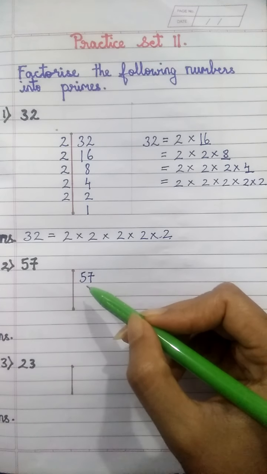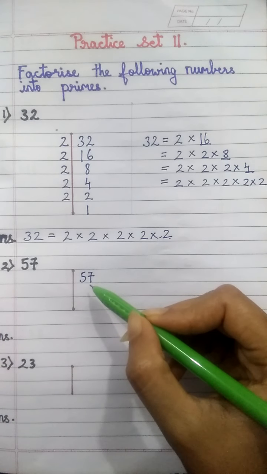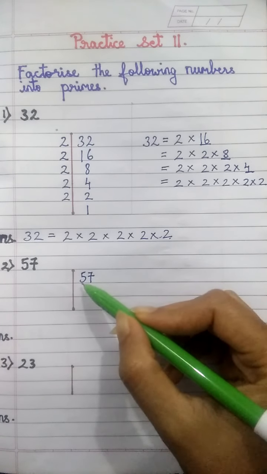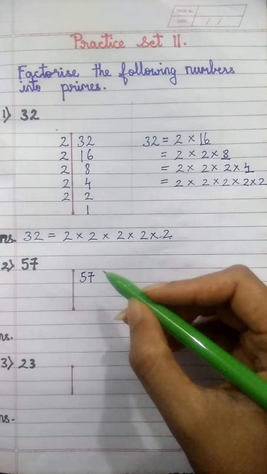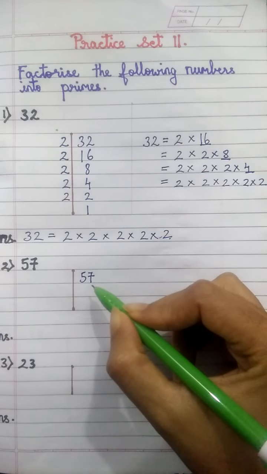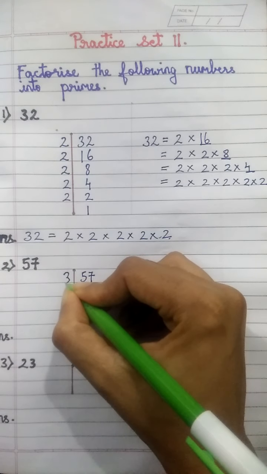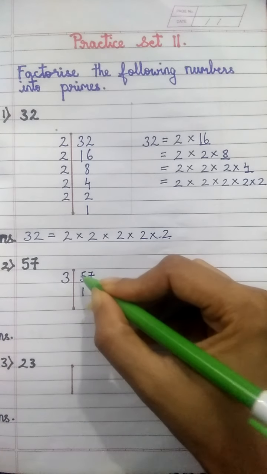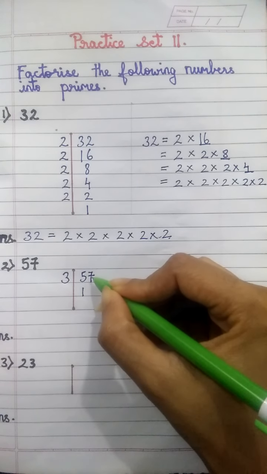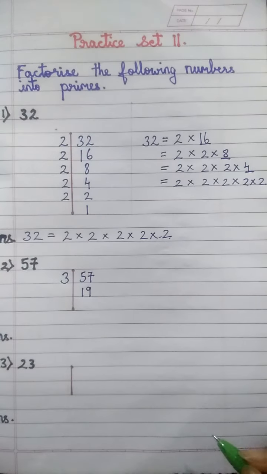Test of divisibility by 3 says we have to add the digits and check if the sum comes in the table of 3. So 5 plus 7 is 12. Yes, 12 is divisible by 3. That means 57 is also divisible by 3. So I take the number 3 and divide 57. 3 ones are 3, 2 carried over here. 2 and 7, 27. So 3 nines are 27.